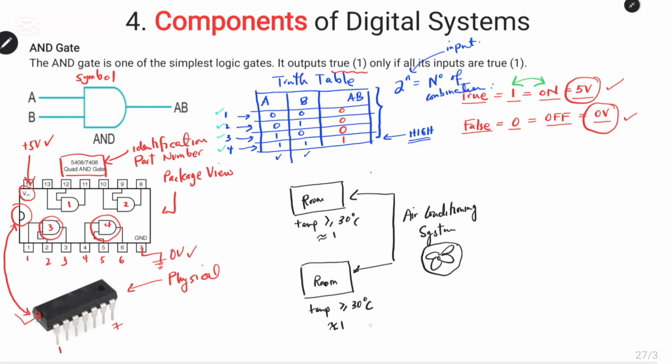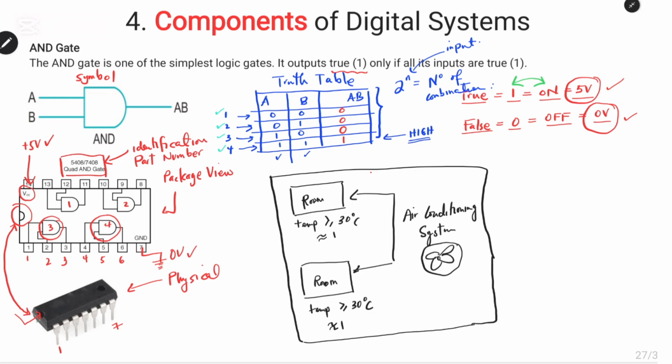If one of these temperatures is less than 30 degrees, the air conditioner will not supply cool air to this particular room. Therefore, in order for the air conditioners to supply cool air to both rooms, both rooms must have a temperature greater than or equal to 30 degrees. So with this example, I believe you can clearly understand the condition of how the AND gate operates.